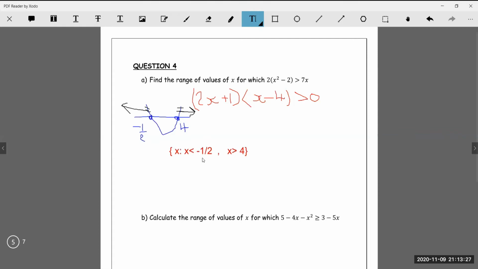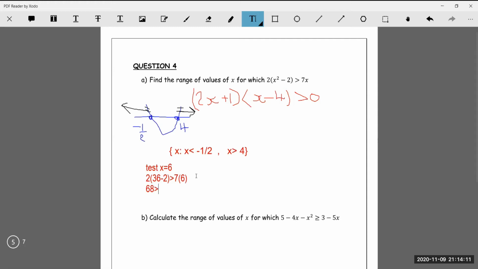Now, I always like to test out values. Always test a value to see if your solution is right. So test x equals 6. When x equals 6, the left-hand side is supposed to be greater than the right-hand side. We're getting 2 times 6 squared, which is 36, minus 2, and that should be greater than 7 times 6. I'm just testing if it's right. Now, 2 times this part right here, 34 times 2, is 68.